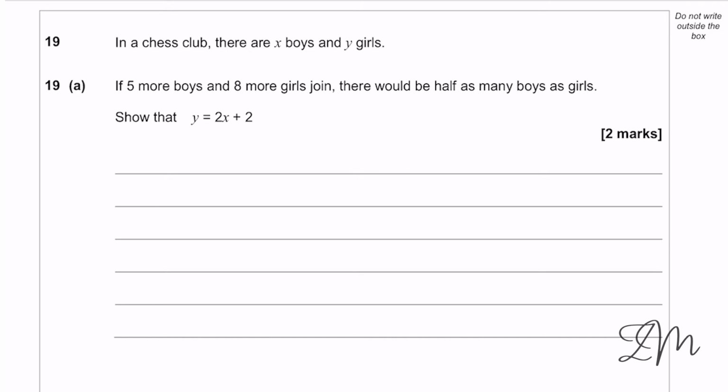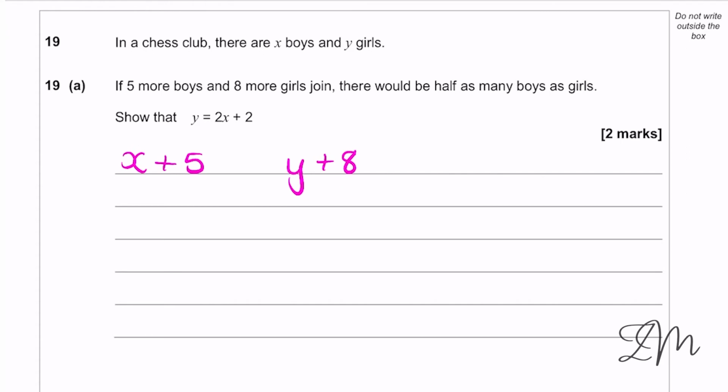In a chess club, there are X boys and Y girls. 5 more boys and 8 more girls join. So we have the X boys to start with, and we're going to add 5. And there are Y girls, and we're going to add 8.